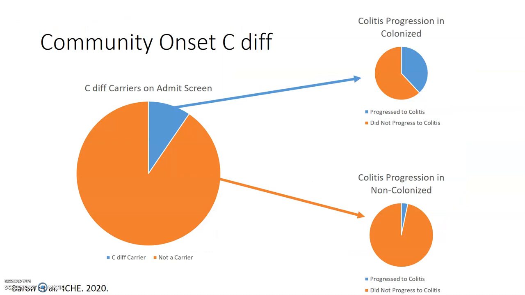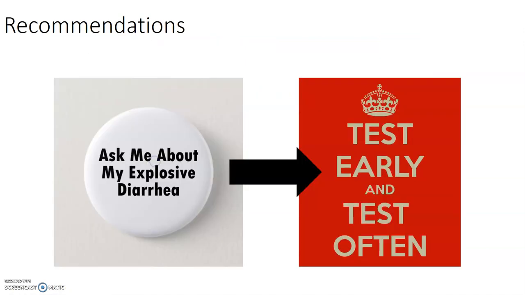In a recent study of asymptomatic patients, the authors found that up to 10% of patients were colonized with C. diff on admission. And these patients had a 38% risk of progressing to colitis compared to only a 2% risk in non-colonized patients. It's becoming more understood that C. diff is no longer just a hospital-onset infection, and patients without healthcare exposure can present with C. diff infection as well. Based on this, I think the data would support asking our patients if they have been having diarrhea on admission and having a low threshold for testing for C. diff with any positive history here.